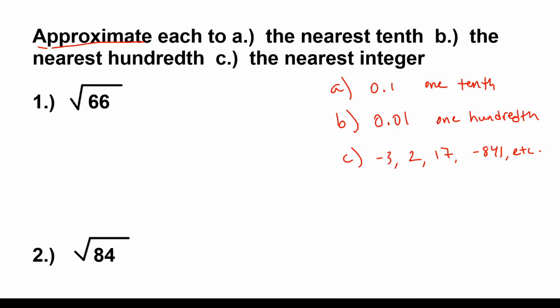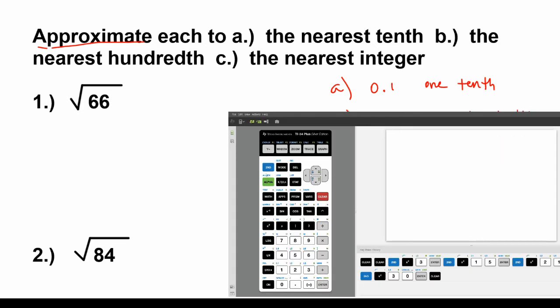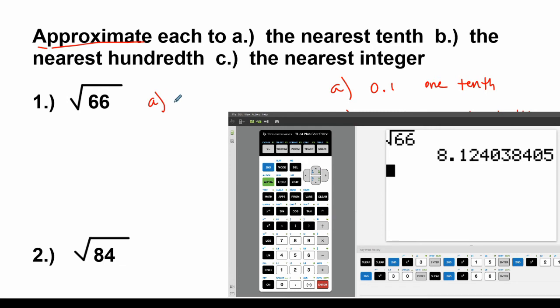Okay, now we should probably use a calculator to do this. So let's see, we'll do square root 66, 8.124, and a whole bunch of stuff. So for the nearest tenth, I suppose we'd say 8.1. Nearest hundredth, 8.12. And the nearest integer, and this should make sense because 66 is close to 64, which is 8 squared. So the square root of 66, if we round it to the nearest integer, is 8.